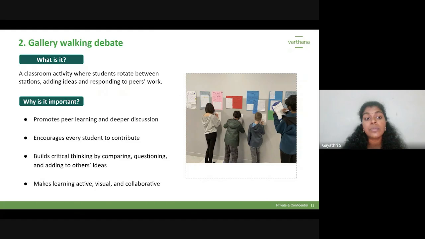And also this is one important activity which encourages every student to contribute, to write ideas, to discuss ideas, to debate the ideas. This activity also puts a student in a position where they have to compare two different scenarios, or ask questions, or add ideas. This will ultimately improve critical thinking. And also this is again a visually active, interactive, collaborative activity. So I'll give you an example again.